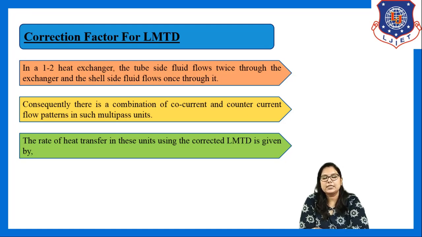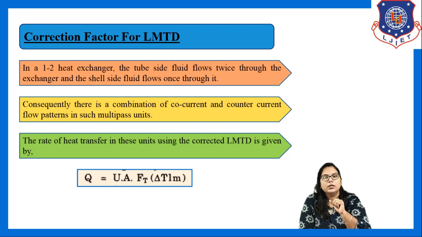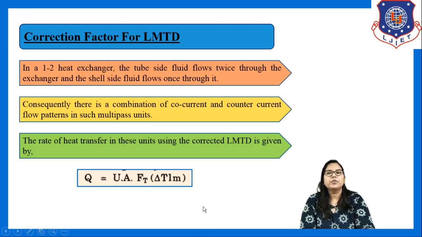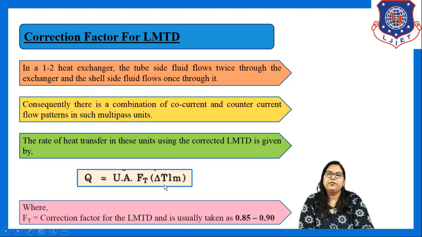For such type of heat exchanger, we have to use the corrected LMTD, corrected log mean temperature difference. It is nothing but the log mean temperature difference, but we have to use a correction factor, and that correction factor is Ft. The equation remains the same. What is the equation of LMTD? Q is equal to UA delta TLM. I am just introducing a correction factor which is known as FT. So my final equation will become Q is equal to UA delta TLM FT.